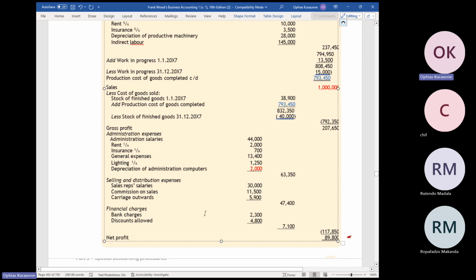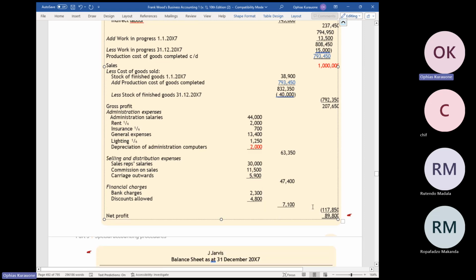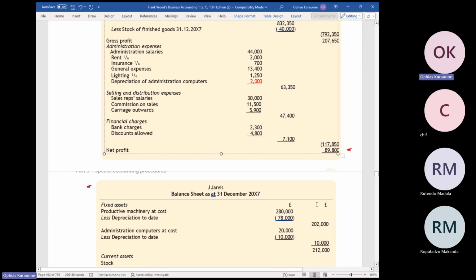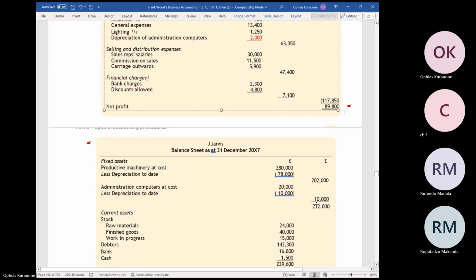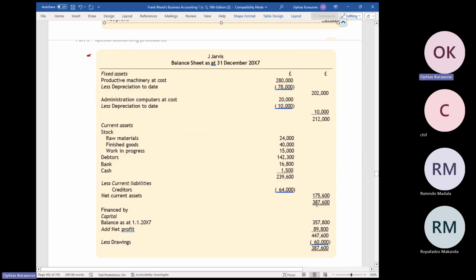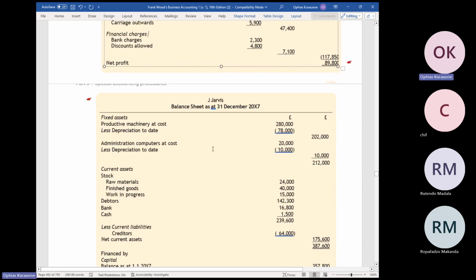Then financial charges, these are bank charges, 2,300. Discount allowed, 4,800. Then at the end of the day, you get your profit. Then when you are going to the balance sheet, that's the statement of financial position.